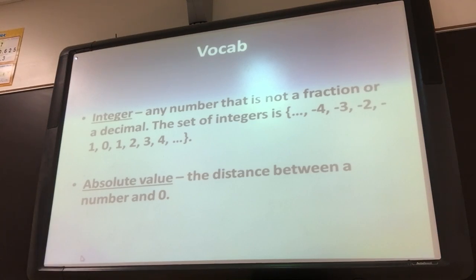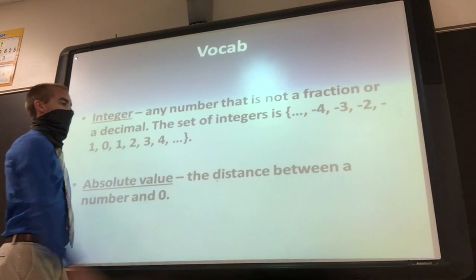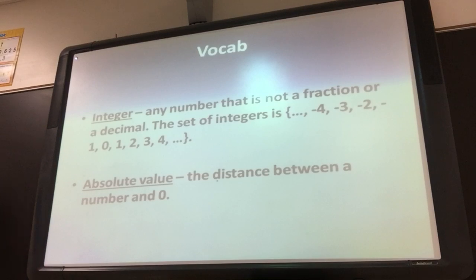So then absolute value, what we're going to be talking about today. It is the distance between a number and 0. And the key for absolute value is the word distance. We're going to talk about that here in a second. Absolute value is the distance between a number and 0.